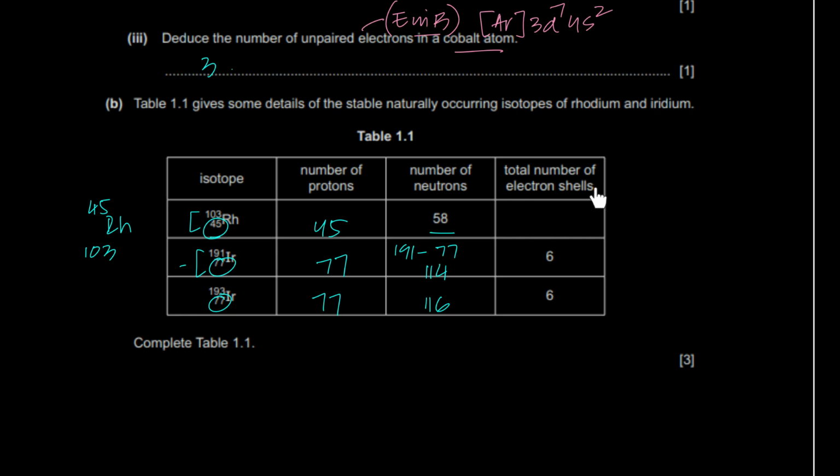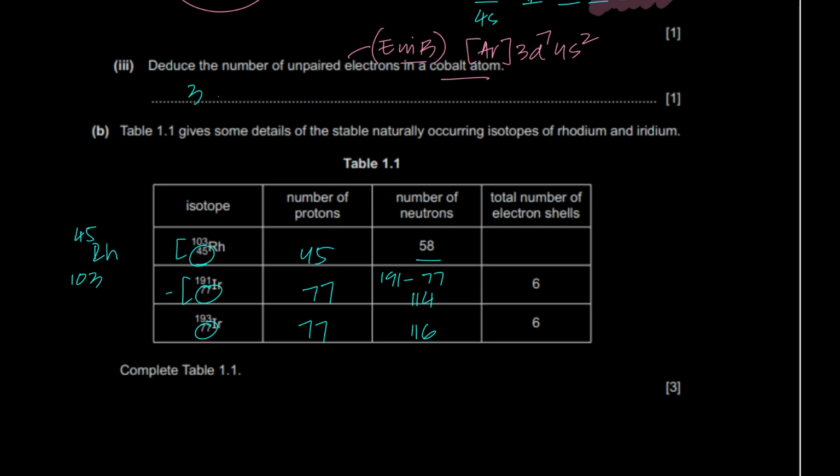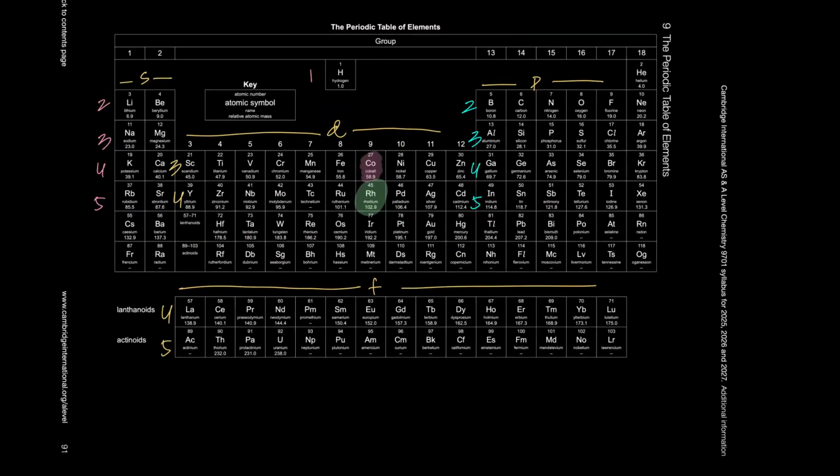Now, total number of electron shells. First of all, you could figure out the total number of electron shells by writing the electronic configuration. But the easier way to do that is to check out which period rhodium is in. What does the period correlate to? It correlates to the number of outermost electron shells, or the total number of shells, sorry. So if you figure out the period, you would know the total number of shells.